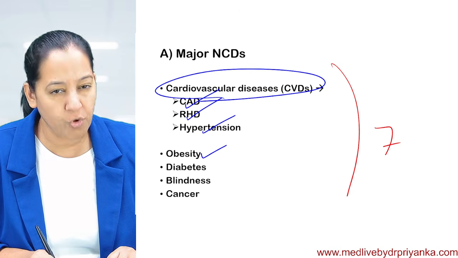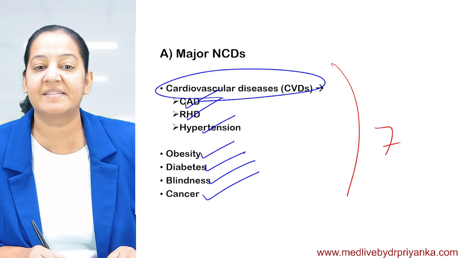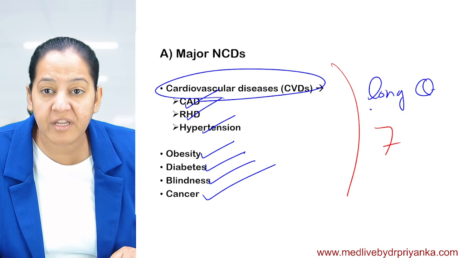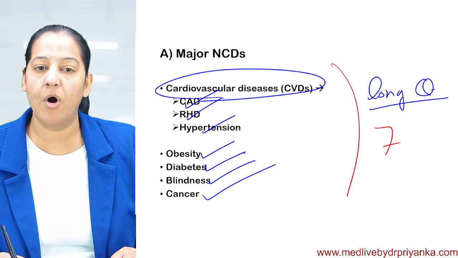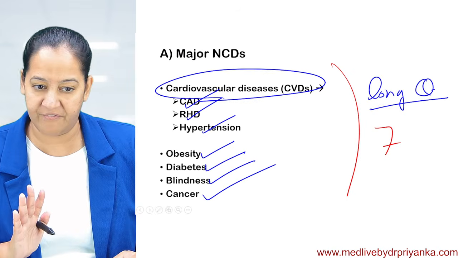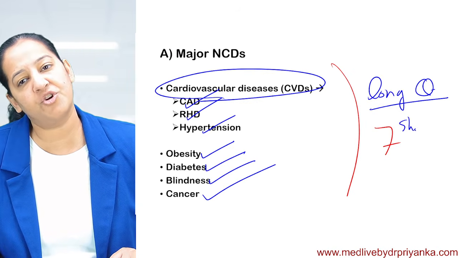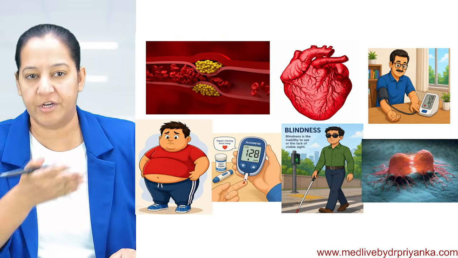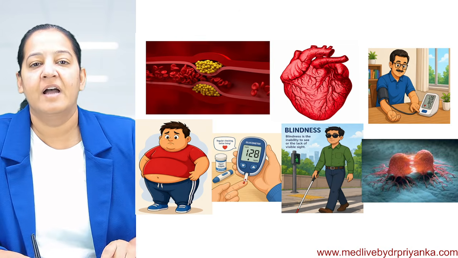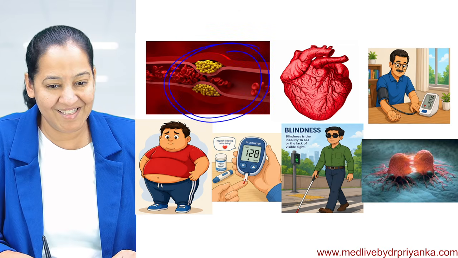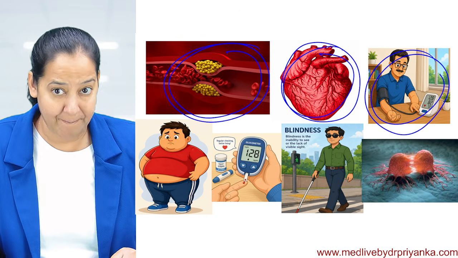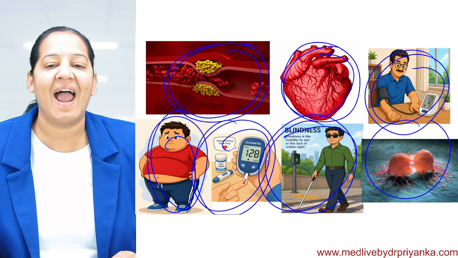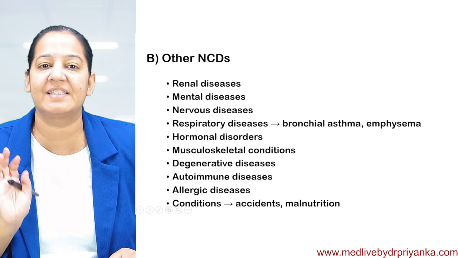Apart from that, I will be teaching you obesity, diabetes, blindness, and cancer. So these are all asked as a long question in your university exam. If it is coming as a long question, you have to frame your answer under a fixed set of headings. I will let you know. And if it is a short question, you have to write down only the preventive portion of these. The prevention of these is most important. I will be teaching you these 7 in detail.